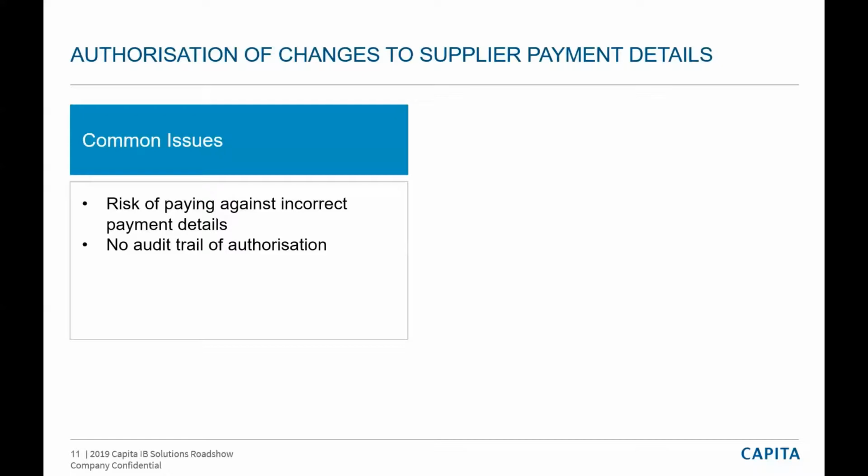So the risks here are you basically pay the wrong payment details. Obviously that's going to be problematic, especially if it's a large amount of money. How are you going to get the money back? That's going to be an issue. Also, there's no audit trail to say who authorised it. There's a trail to say who did the change, but there's no audit trail that says who authorised that.